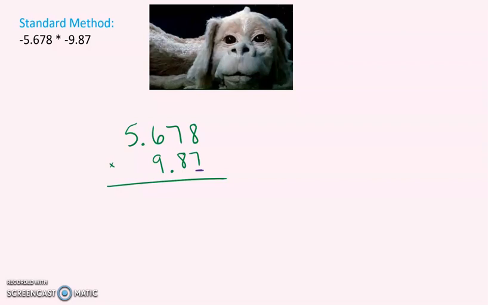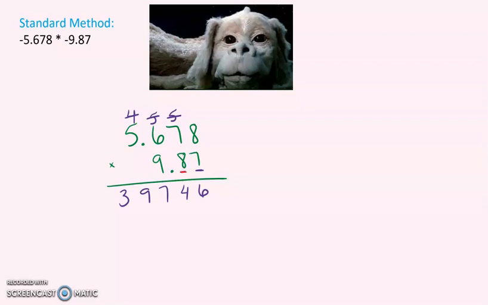So 7 times 8 is 56. I'm going to bring down the 6 and carry the 5. 7 times 7 is 49, plus 5 more is 54. 7 times 6 is 42, plus 5 more is 47. And 7 times 5 is 35, plus 4 more is 39. I'm going to cross these three numbers out on top because I don't want to get confused with them later.